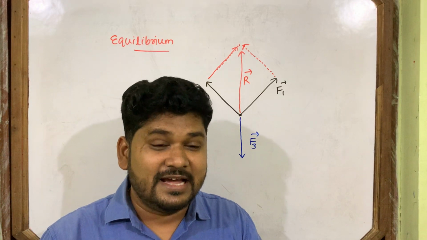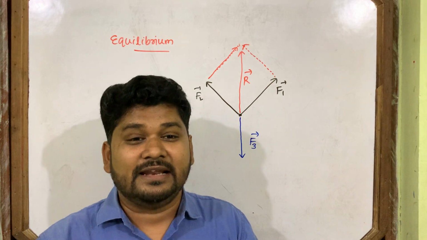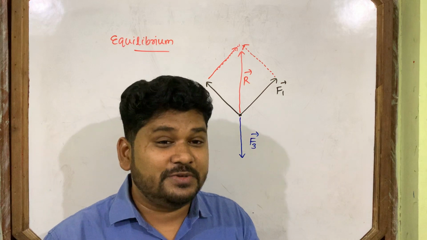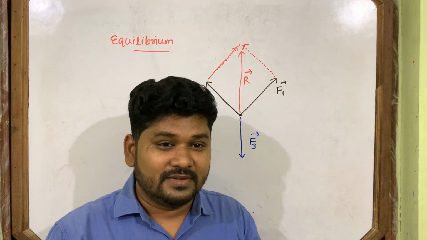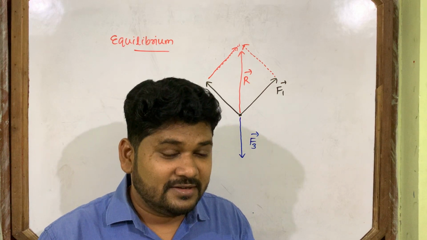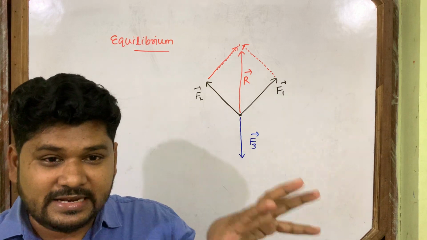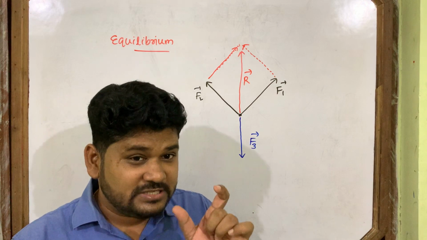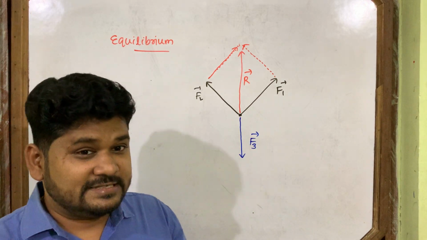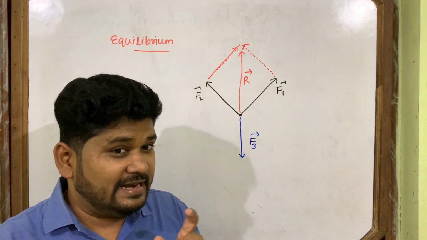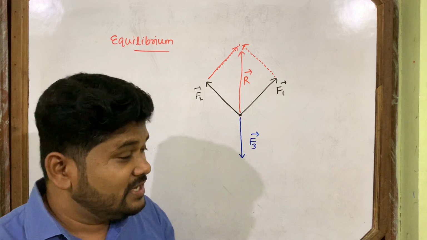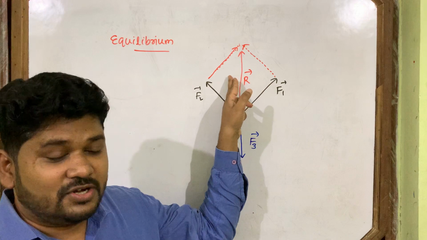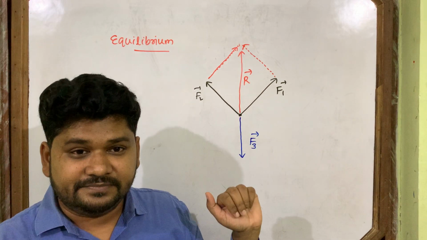But those 3 vectors have to be coplanar. Otherwise equilibrium is not possible. What do you mean by coplanar? When all vectors lie in one plane, they are called coplanar. Remember one concept I told you while discussing the triangular law at the end: if two vectors are added, the resultant also lies in the same plane.